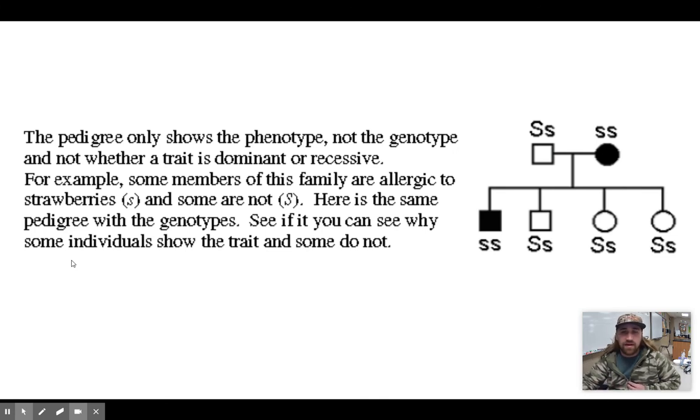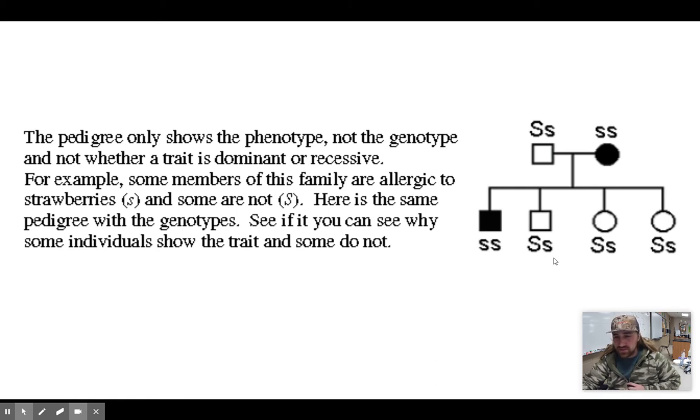Now, being allergic to strawberries is a recessive trait. And the reason I can tell you that is we only have 2 individuals, say out of like the 6. But what we also can notice here is that these are 2 lowercase s's, and these are 2 lowercase s's. Everything else has at least 1 dominant trait.